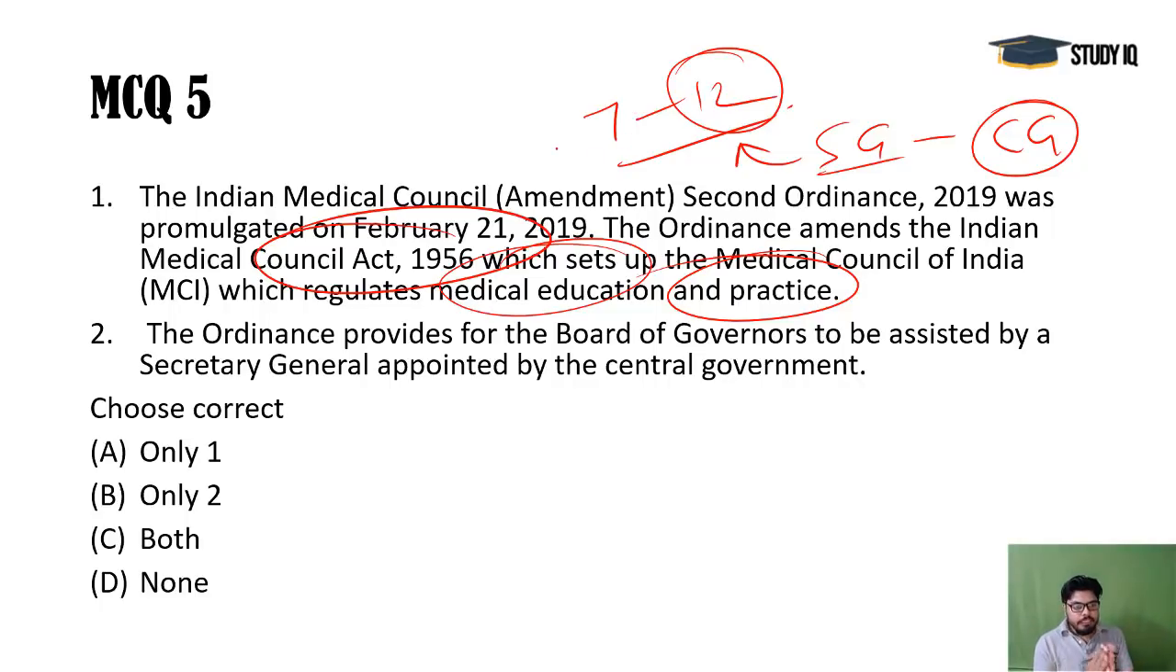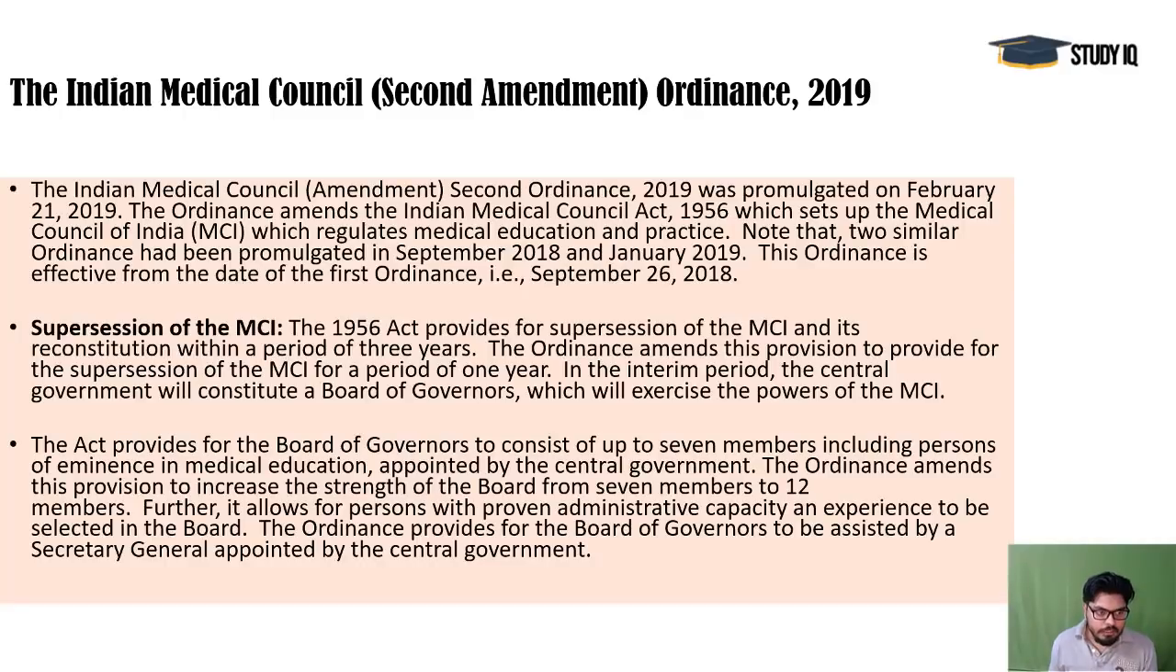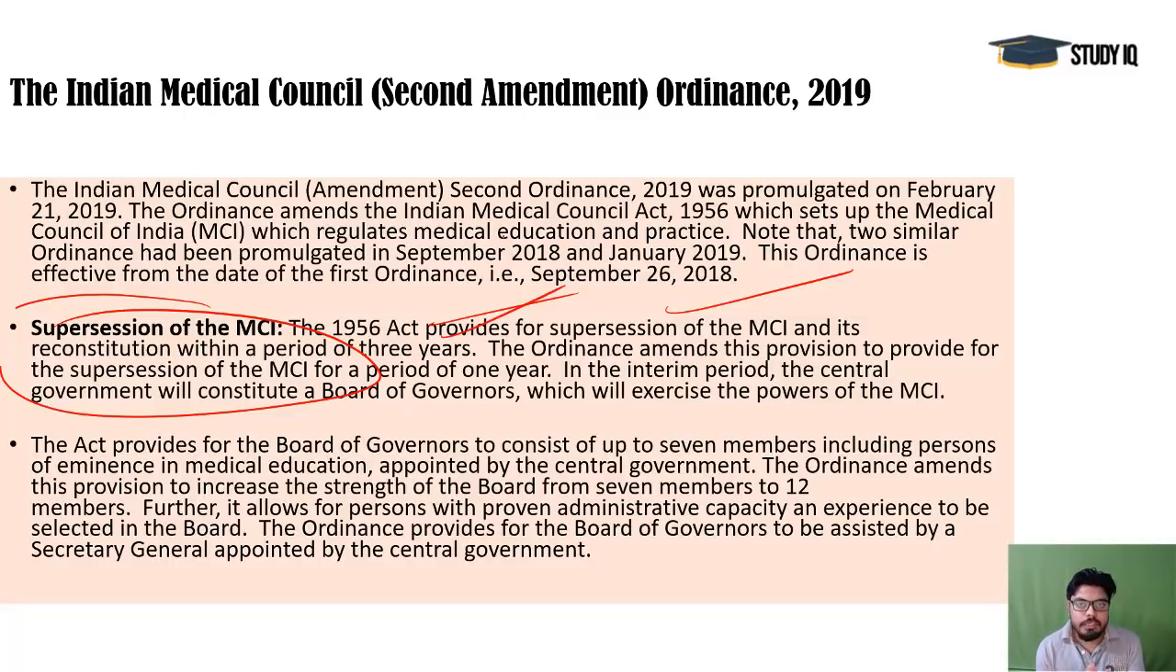And remember, this act is very, very important. 56 was the year when this act came, and now the amendments are being done here. Okay, and this second statement is again right, and C is the answer. Both are correct here. Supersession of the MCI: it used to be that it would be reconstituted after 3 years. Now it will be reconstituted after a period of 1 year, and the board of governors would be raised from 7 to 12, and the ordinance provides for the board of governors to be assisted by a secretary general appointed by the central government. So not the state government, central government, remember that.